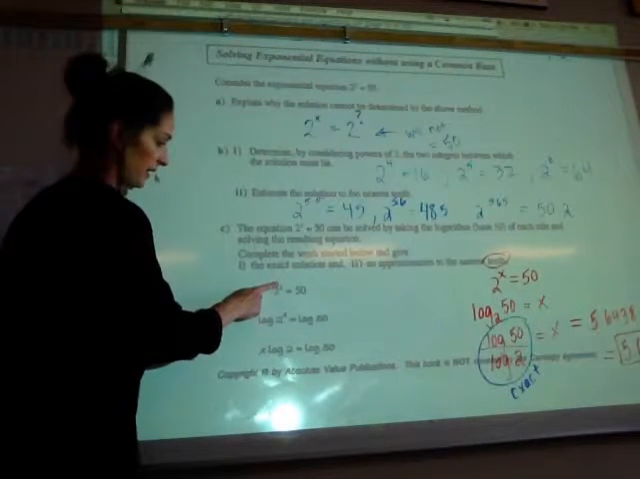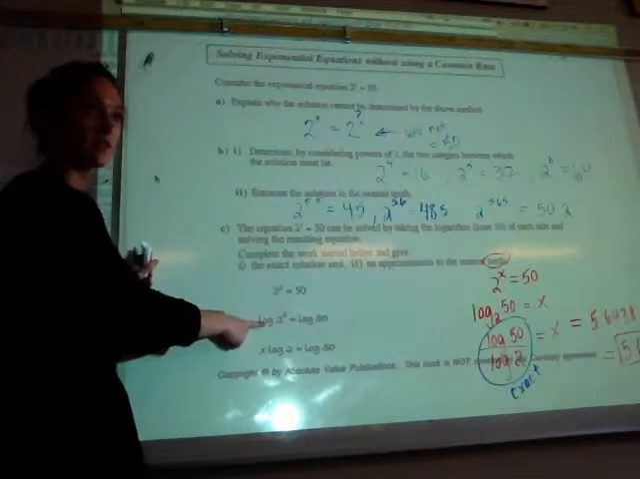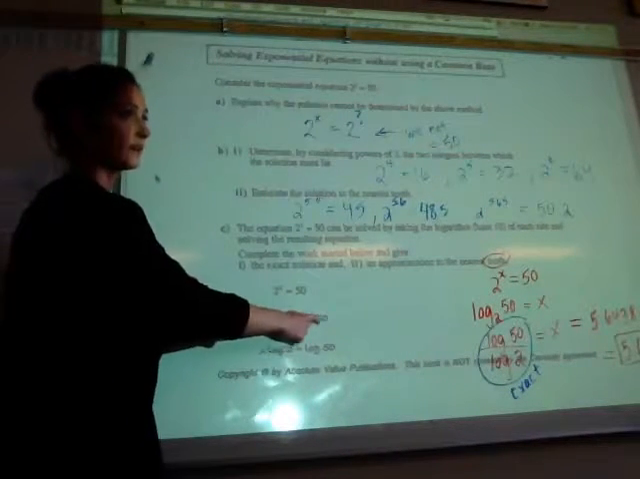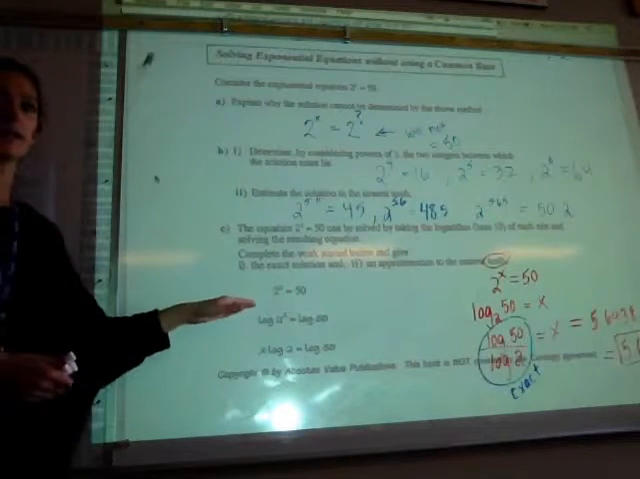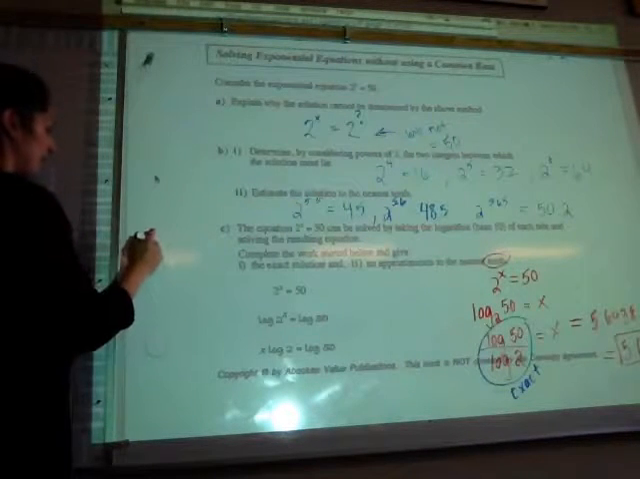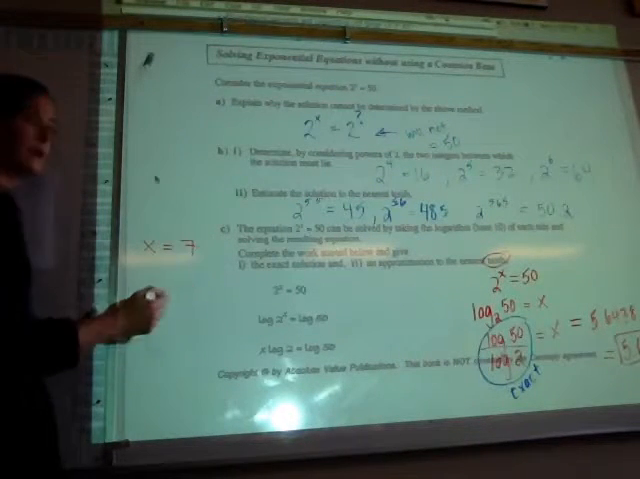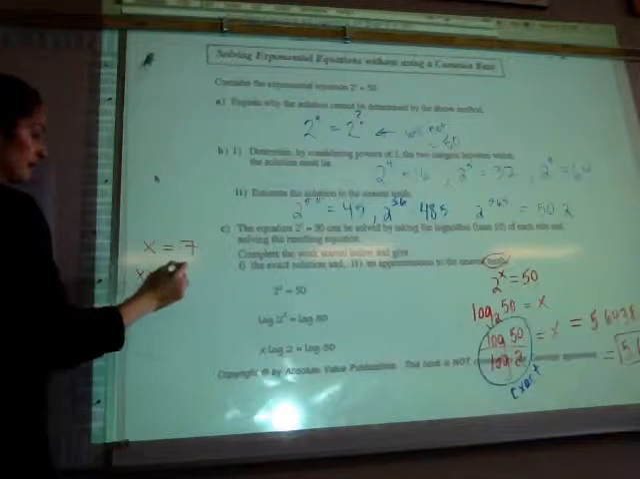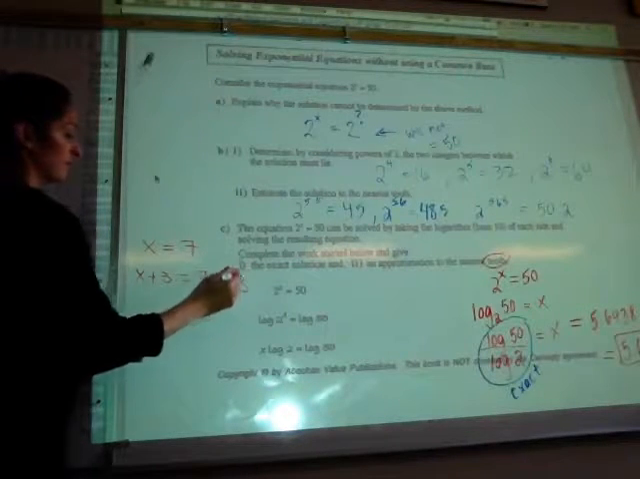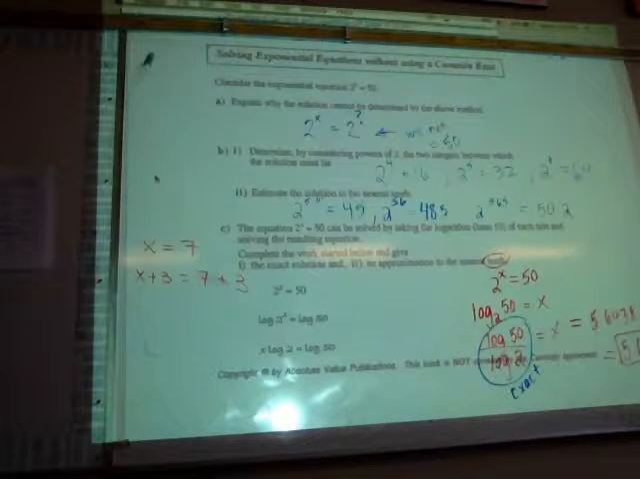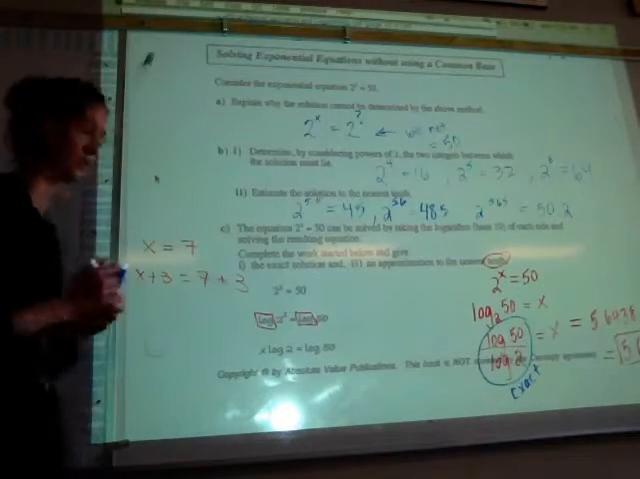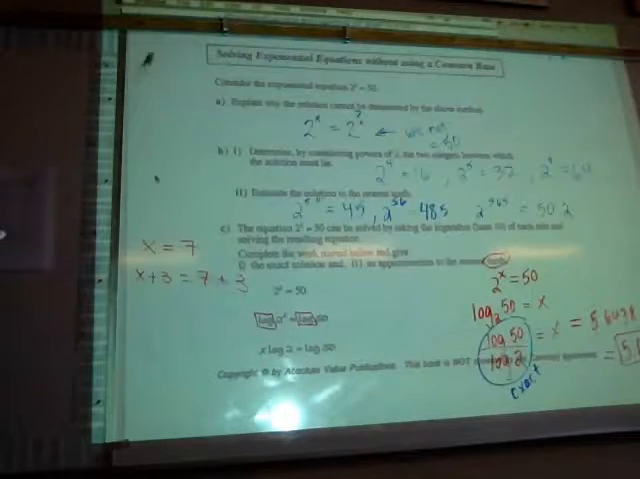So instead of 2 to the power of x equals 50, we now have logarithm base 10, argument 2 to the power of x, equals logarithm base 10, argument 50. So we've just applied logarithm base 10 on both sides. Similarly, say I had x equals 7. If I add a 3 to this side, I have to add a 3 to this side as well, so that the value of x stays the same. So similarly here, if I'm creating a logarithm on one side, I have to create a logarithm on the other side to balance it.